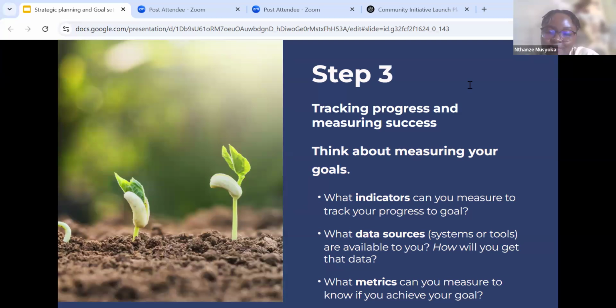All right. Now that we have our goal, we have one objective from our goal. Let's think about how we are going to measure our objective. What indicators? The indicators can be 2 or 3 or 4. And then think about the data source. How will you get the data? Do you have access to those resources?